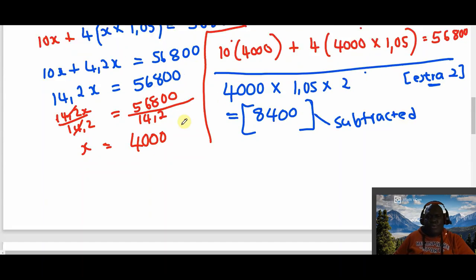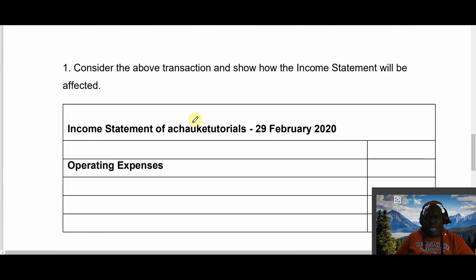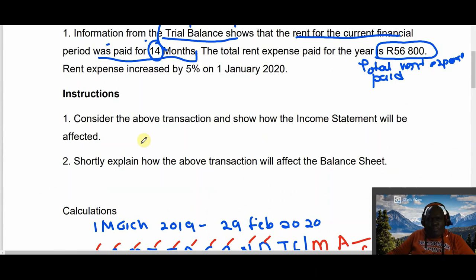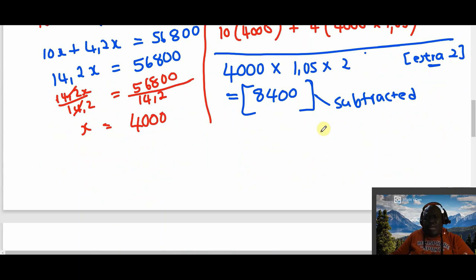Okay, so when we go to the information, what they want us to do is to show how this will be shown in the income statement. So this is the question. I did not read it. I just felt that it's something that students have done. They know what they're expected to do, but this is what we are doing. We are answering this question now.